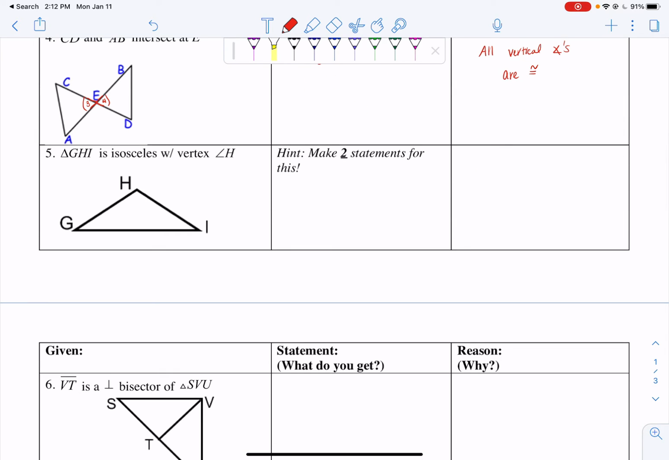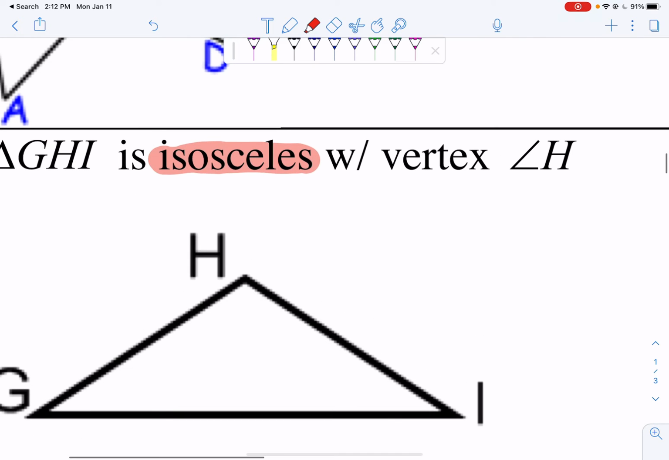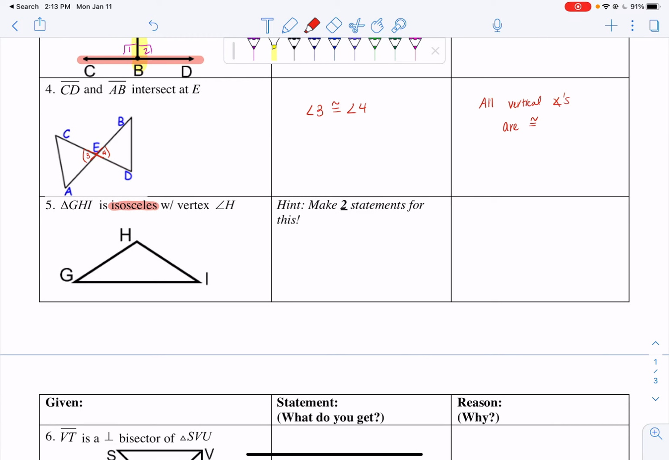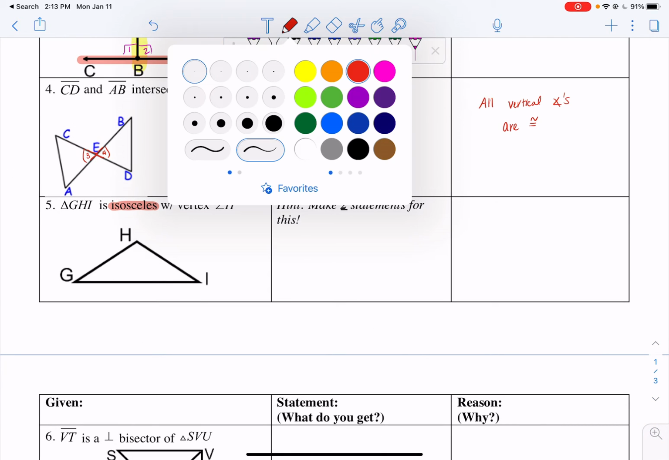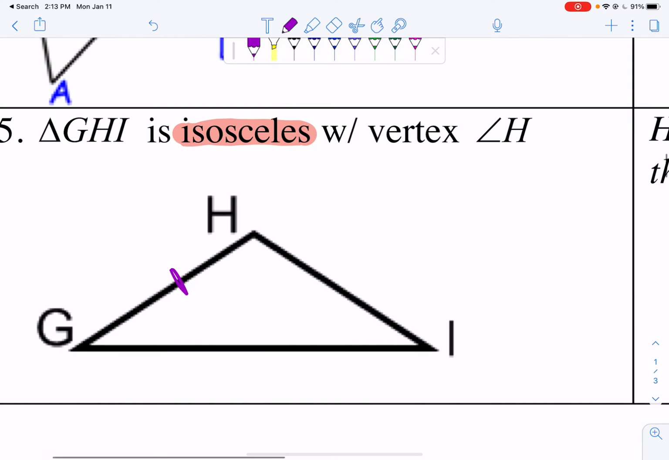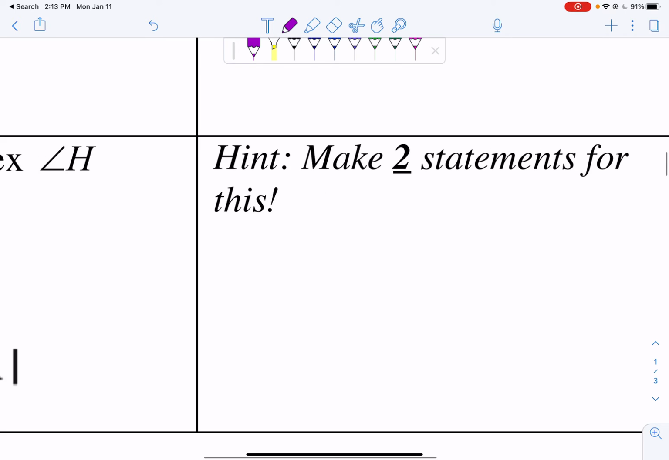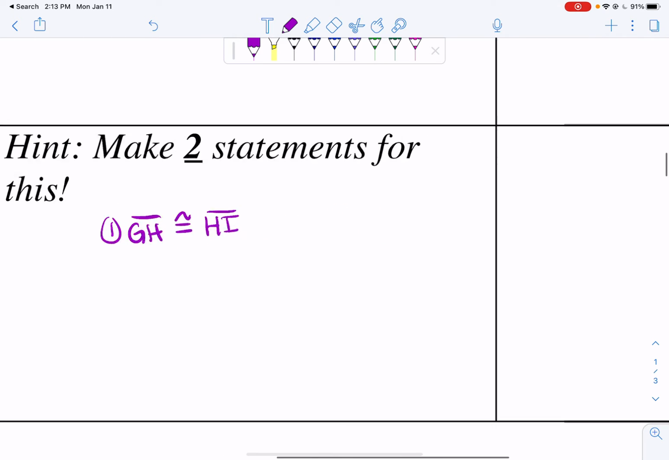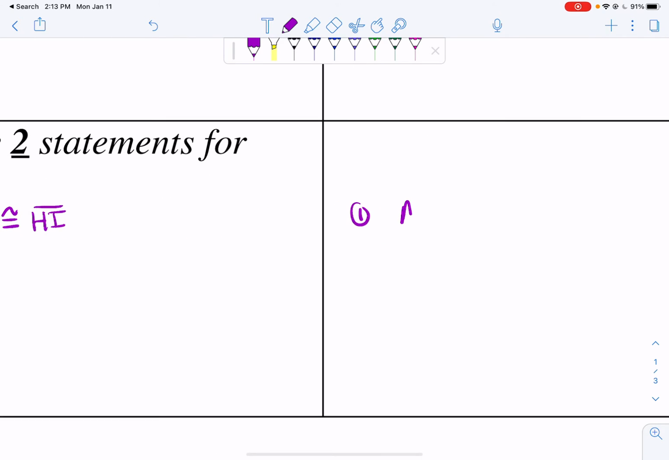Next one, number 5, triangle GHI is isosceles with vertex angle H. Our keyword is isosceles, and I told you, two statements, two reasons. In an isosceles triangle, we know that our opposite sides are congruent, so I can say GH and HI are congruent. And my reasoning would be, an isosceles triangle has two congruent sides.